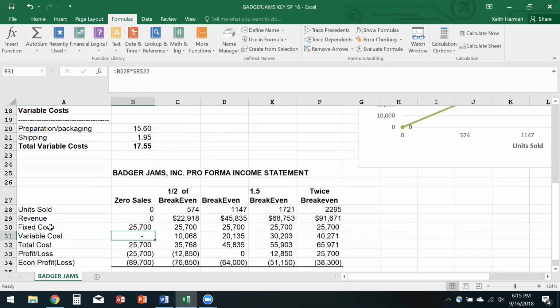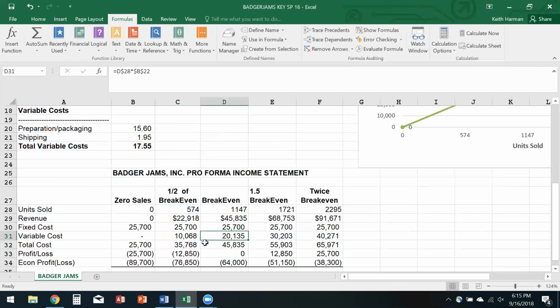And so we said, okay, let's just build some scenarios here, or possible outcomes. And we're going to say, okay, he didn't sell anything. You have to plan for that one. You always have to plan, hope for the best, plan for the worst. So there's 0 sales. There's half of break even. If they don't make break even, they're going to have $10,068 in variable costs. And that's just the total variable cost times the number of units sold. You can see that.